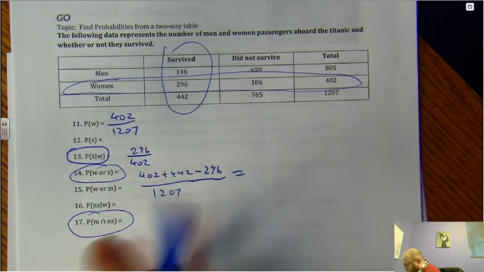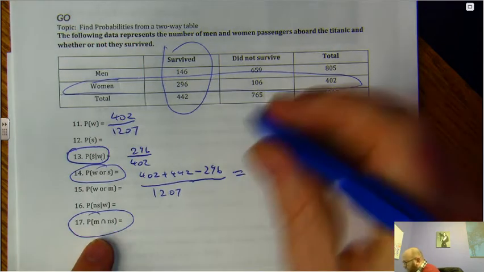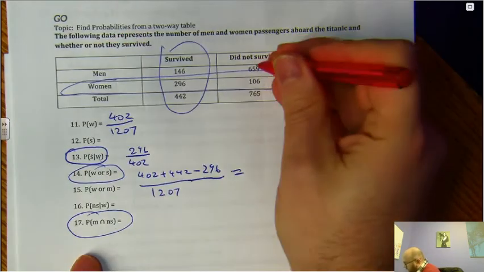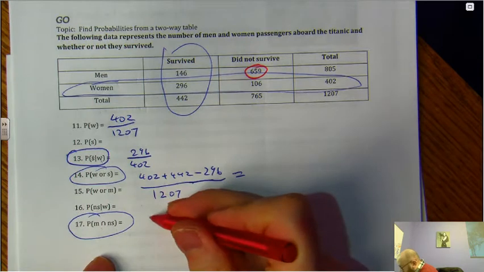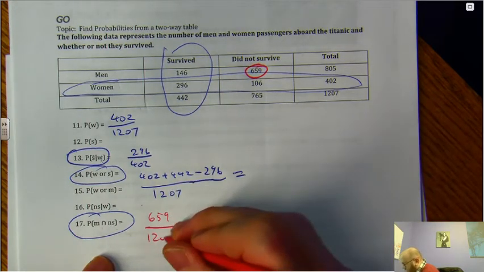This one, we have the and symbol, so men who did not survive. That just means we're looking specifically at the men who did not survive. We are just looking at that joint frequency. So that's going to be 659 out of our total 1207.